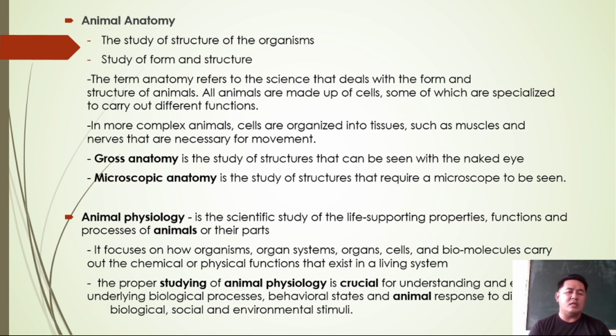So animal physiology focuses on how organisms, organ systems, organs, cells, and biomolecules carry out the chemical or physical functions that exist in a living system. So there alone, you can see the difference between animal anatomy and physiology. In physiology, we will be discussing more on the chemical and physical functions of the organism, its organ systems, the organs, and the cells. Okay.